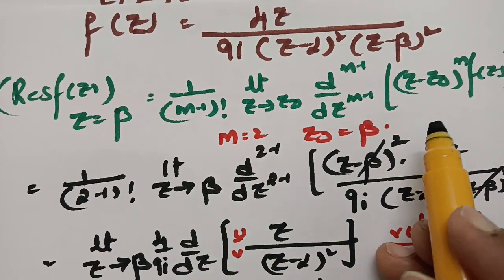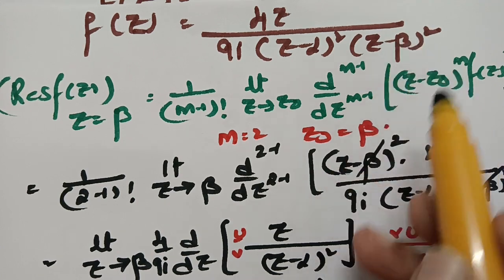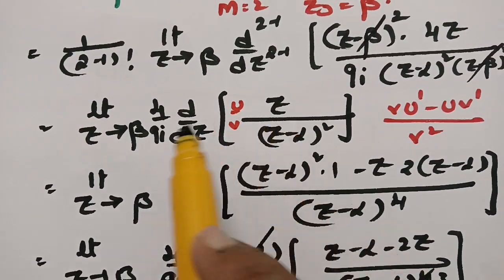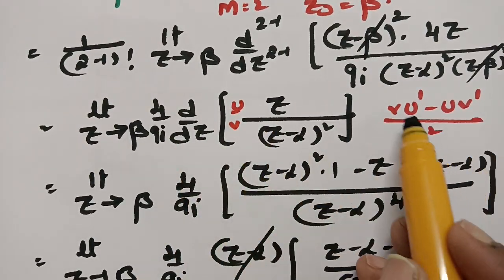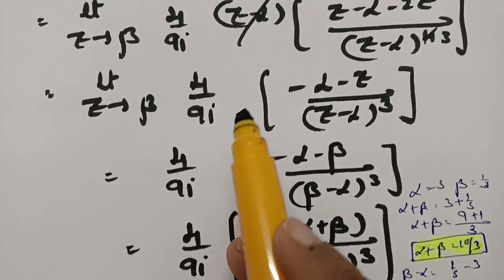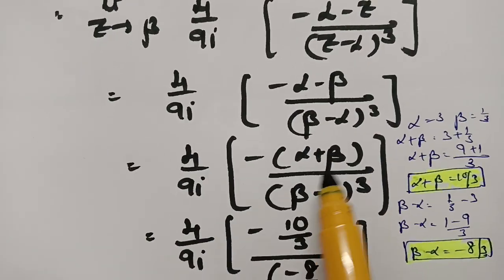In this, the order is equal to 2 and the z naught value is equal to beta. After substituting, f of z is this one. So I have to take the derivative one time. This is of the form u by v, so the rule is (v u dash minus u v dash) by v square. After applying that formula and substituting z as beta, this is the value we got.